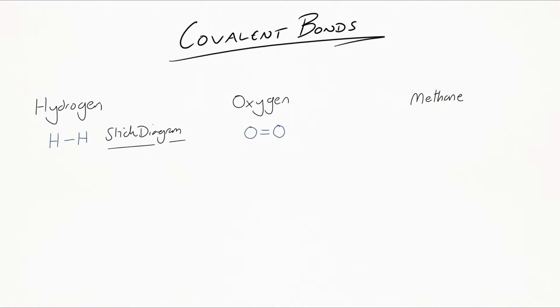The dash in the middle simply represents a single covalent bond. So if we look to the oxygen just to the right, you can see that the two dashes must therefore mean that there are two covalent bonds. Let's go back to the hydrogen. How is this covalent bond formed?